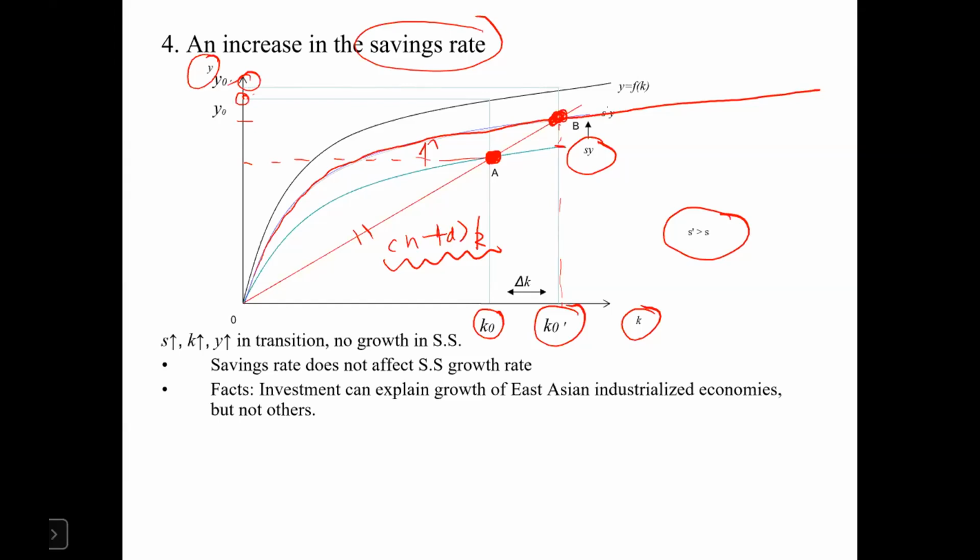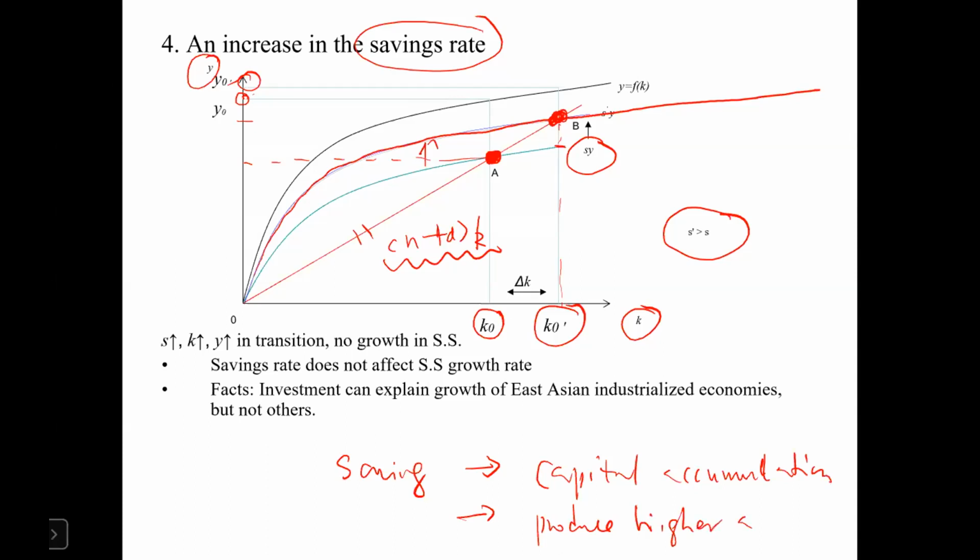And why is that, or how does that work? It's because saving is going to lead to capital accumulation, and this capital accumulation allows us to produce a higher amount. All right, so this is the second implication.